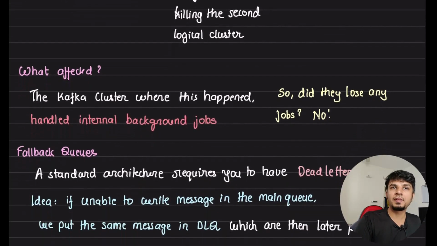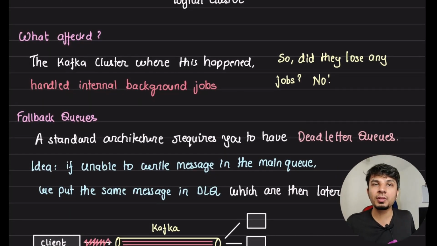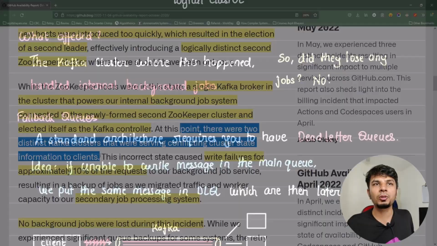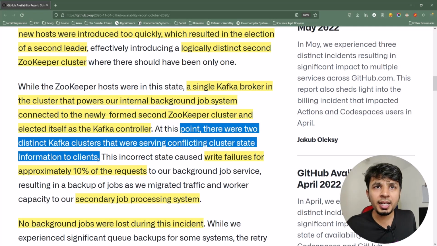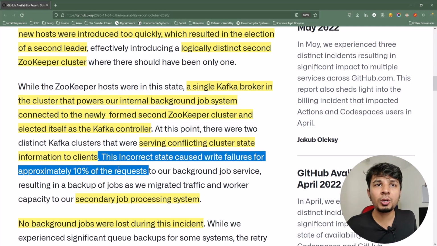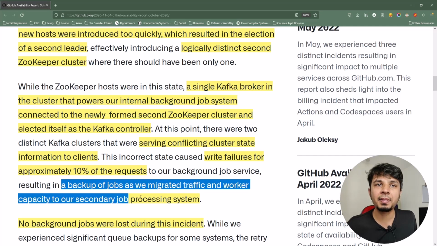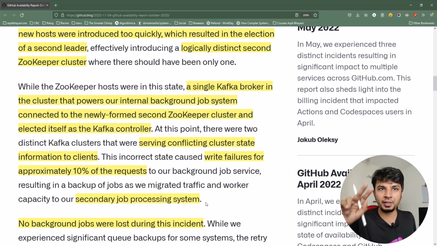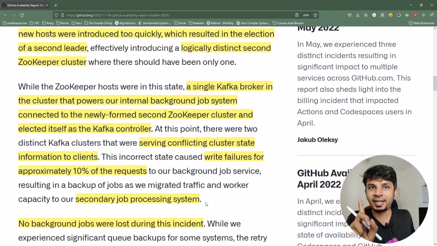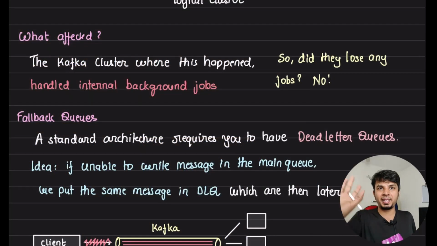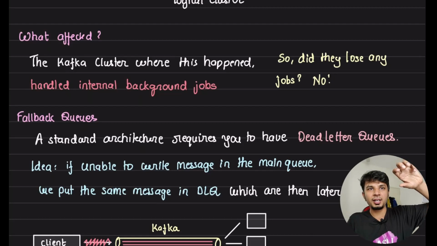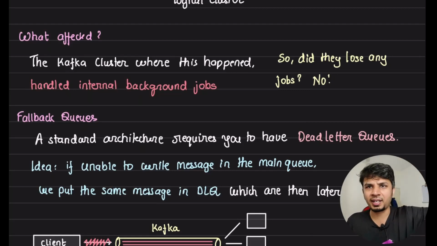So with this sort of recovery strategy, what exactly happened? What did GitHub do? There were some very fancy things that GitHub was talking about. So the incorrect state caused write failure to approximately 10% of the requests to our background job service, resulting in backup jobs as we migrated traffic and worker capacity to our secondary job processing system. Two keywords: 10% request fail and secondary job processing system. So what got affected over here is their internal background jobs processing system, right?